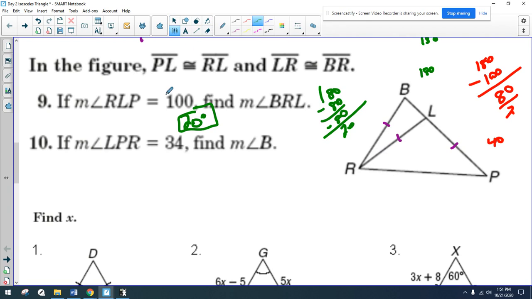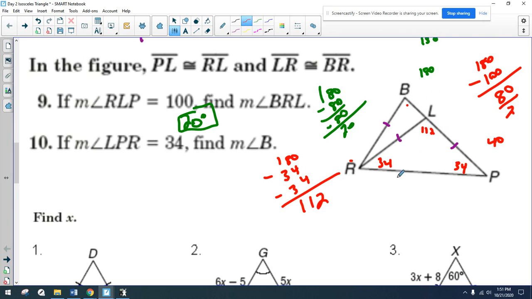So now it says if LPR is 34, they want you to find angle B. It's basically going to be the same thing. So if this is 34, this is 34. So I'm going to minus these two from 180 because 3 angles in a triangle add up to 180. And that's going to give me 112.